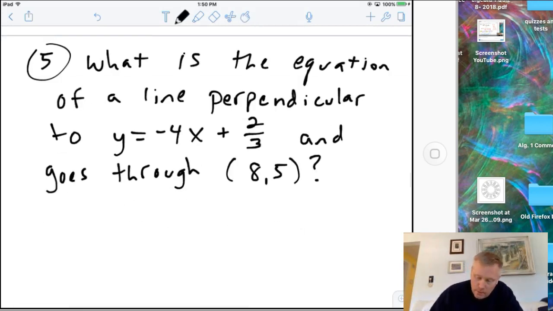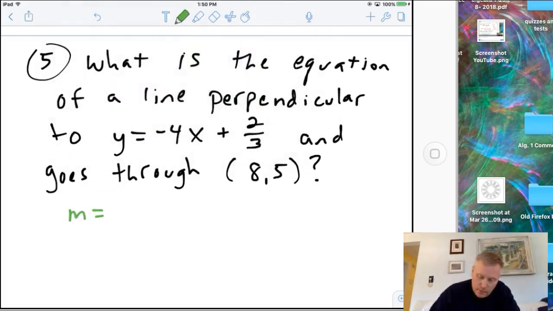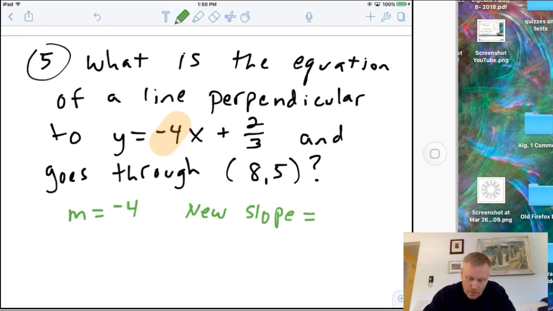Okay, so let me start with the slope, since they're perpendicular lines. So the fact that there's a fraction there actually doesn't matter. All I needed from that equation was the slope. So that was my old slope. My new slope will be the reciprocal and change its sign. So it went from being negative over here, I'm going to make it positive over here. And remember, to make a whole number into a fraction, you can always put it over 1. So if I'm flipping it, I get that. Okay, so there's my new slope.